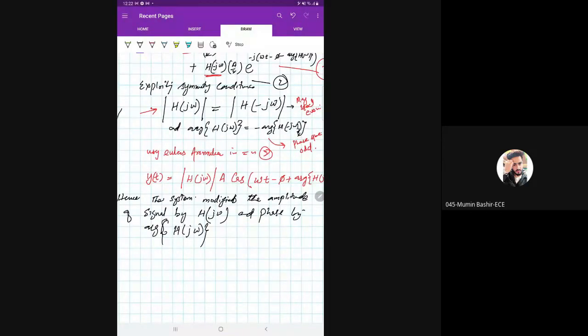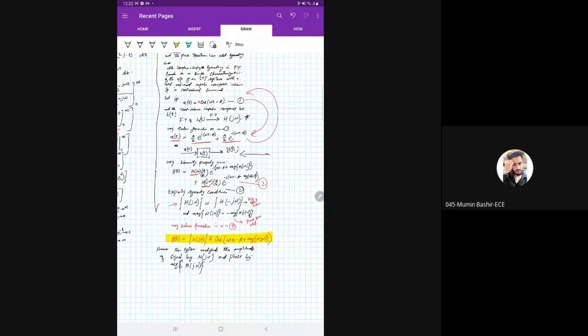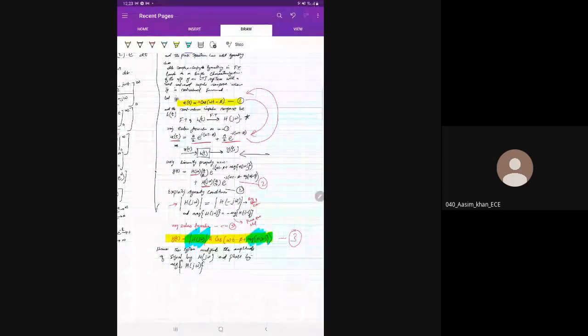Okay, so if you see what is different in these equations, one equation is this one, another equation is this one. So equation 1 is the input signal, y of t in equation 3 is your output signal. What is the difference in input and output? The signal is basically modified. Its amplitude is modified by h of j omega, and its angle is also modified by argument of h of j omega. So phase is modified and its amplitude is also modified.